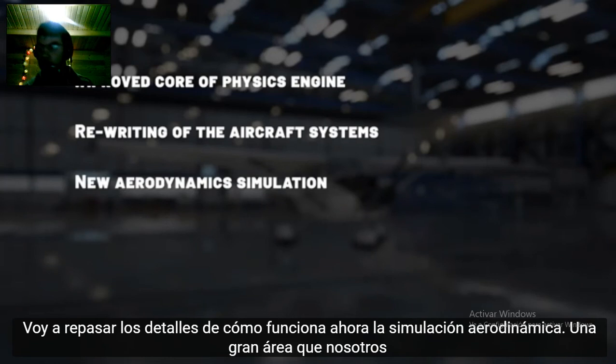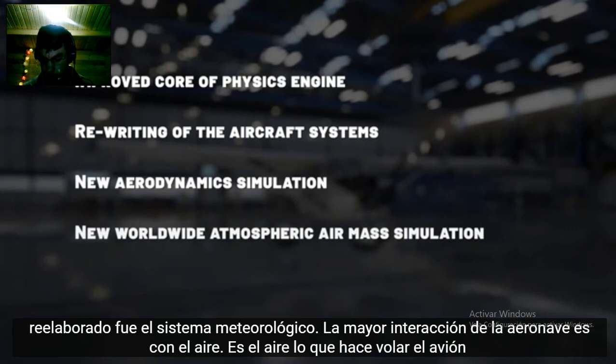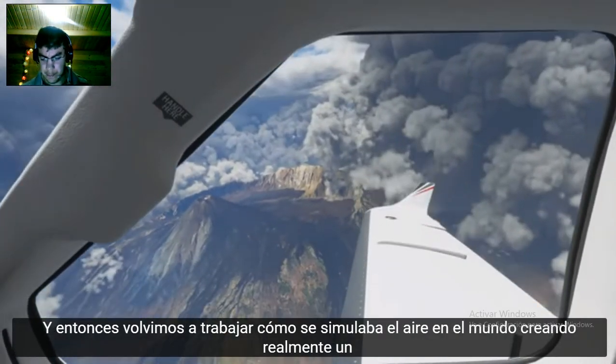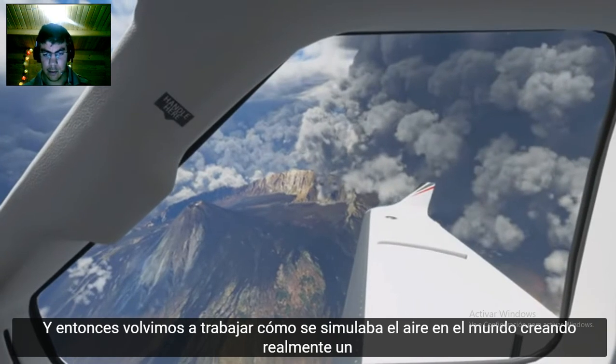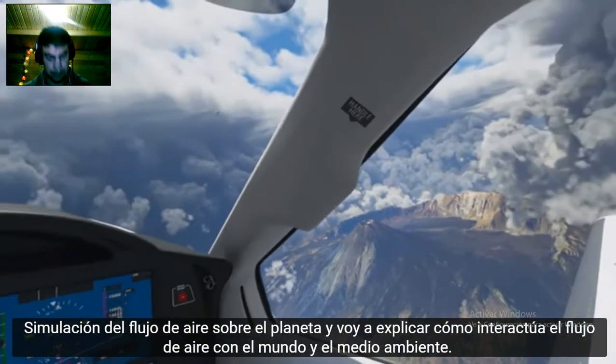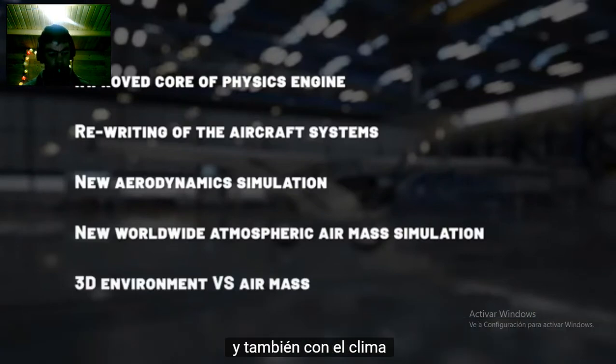One big area that we reworked was the weather system. The biggest interaction of the aircraft is with the air. It's the air that makes the aircraft fly. And so we reworked how the air was simulated in the world. We're creating a full simulation of the airflow over the planet, and I'm going to explain how the airflow interacts with the world, the environment, and also with the weather.